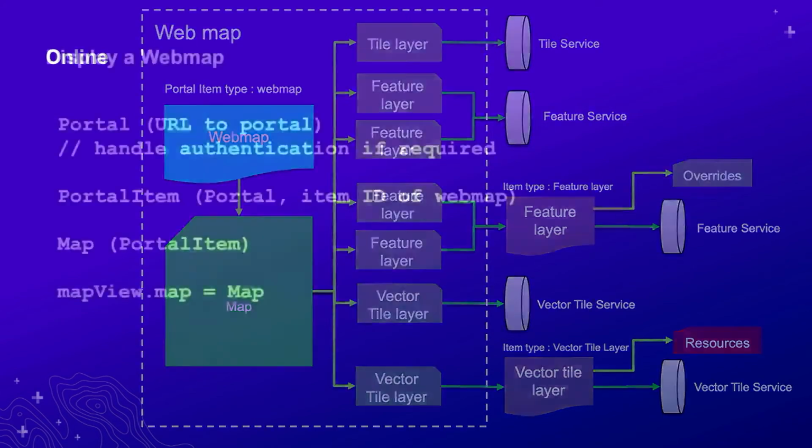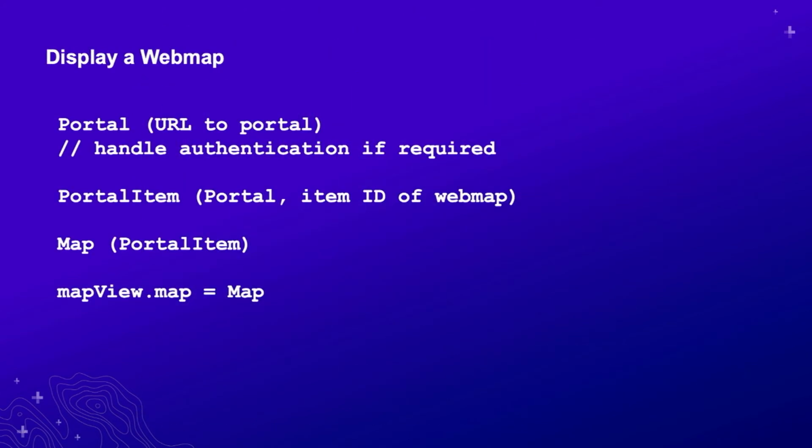So to display a web map on a runtime application, first of all, you get a connection to your portal using the portal class. You then get the portal item specific to the web map. So that's using the item ID of the web map. And then with that portal item, you can instantiate a map. Once you've got the map, you bind it to the map view. And from that stage on, the map view takes care of everything else. So that was in a fully connected mode.